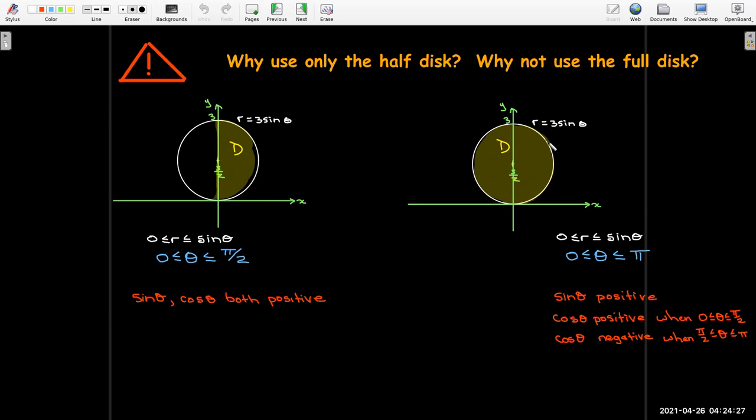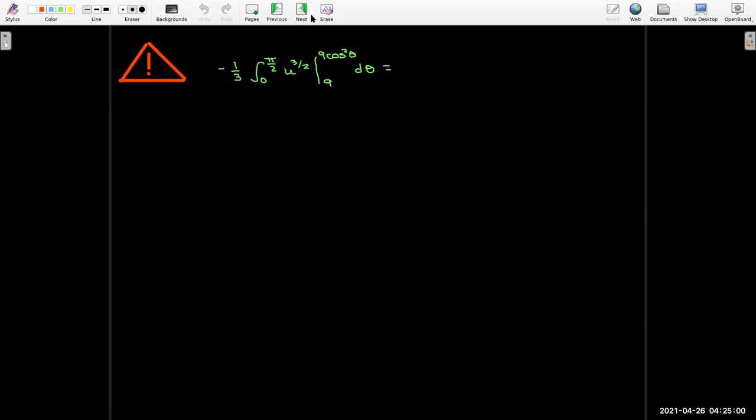If I use the full disk, and remember with these circles that are offset from the origin in polar coordinates, you traverse the entire circle as you go from 0 to pi. And as I go from 0 to pi, sine of theta is positive, but cosine of theta is positive in the first quadrant and negative in the second quadrant. So cosine of theta changes sign. Why would that matter? Well, let's think about this.